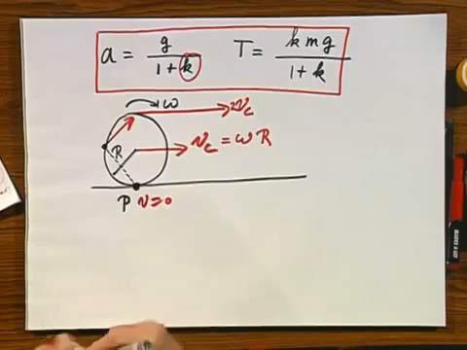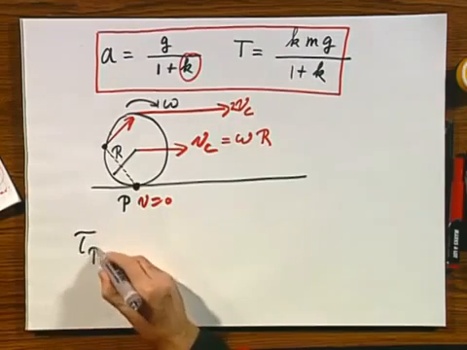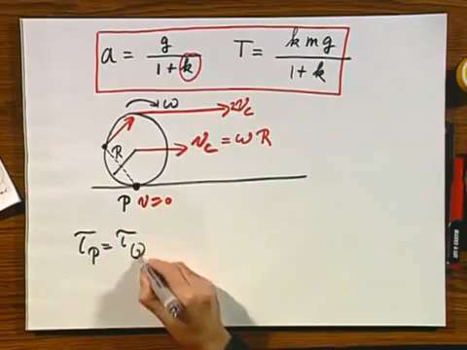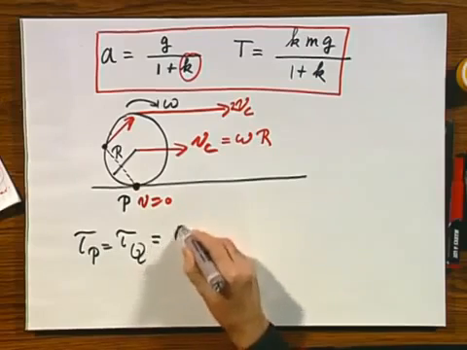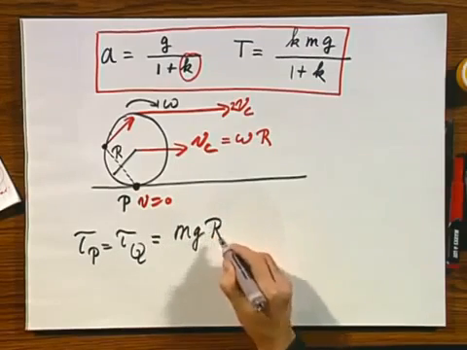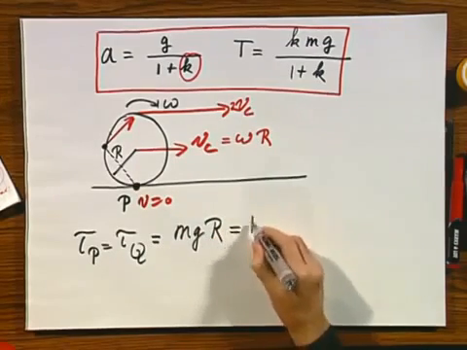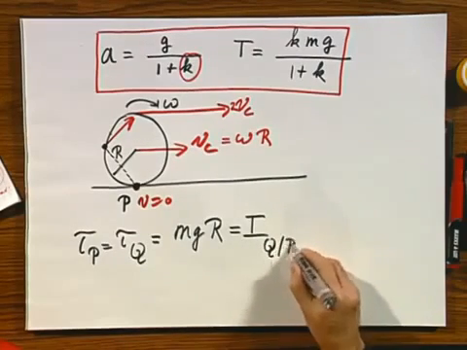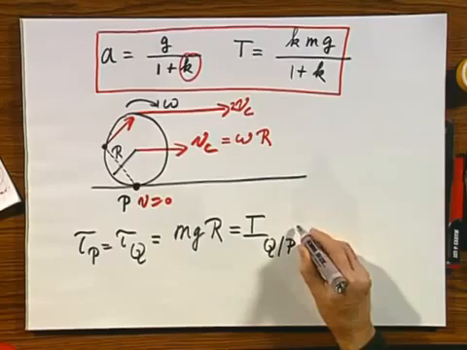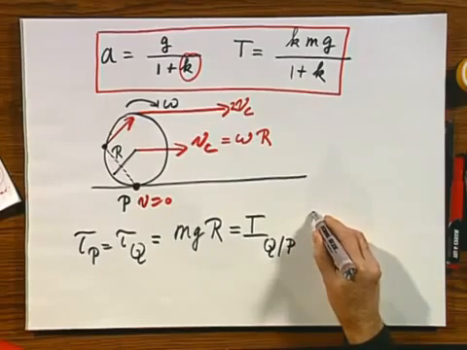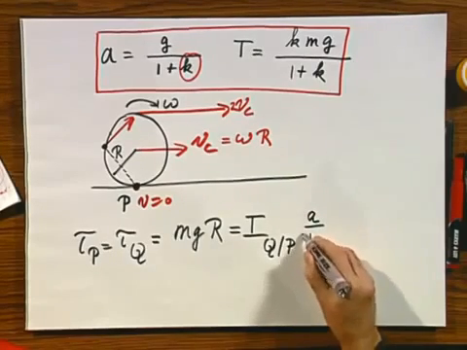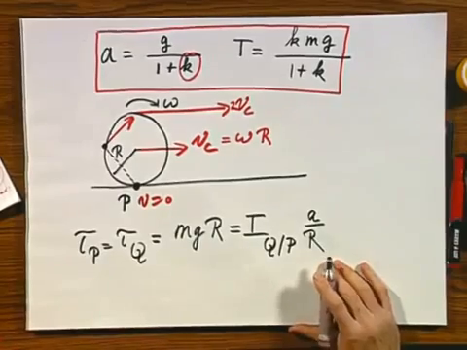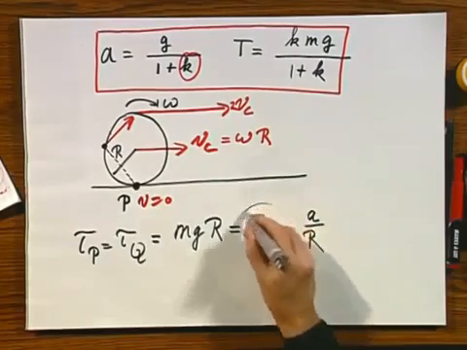So the torque relative to point P, which is also the torque relative to point Q, equals mgr, as I just explained. And that, of course, is the moment of inertia relative to that point Q, or relative to that point P, times alpha. And alpha, you can write down A divided by R, if you want that. What is now this moment of inertia?